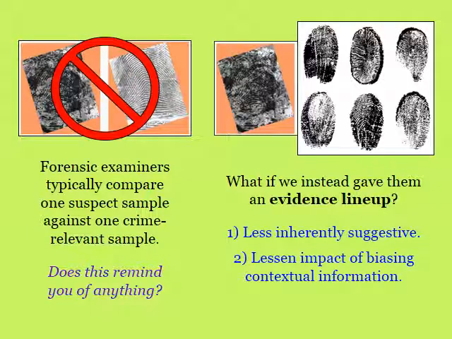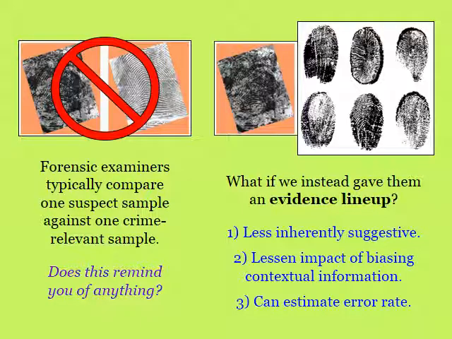Second, even if examiners are exposed to biasing information, this should actually offset the impact of that information. So for example, let's say the examiner knows that the suspect confessed. If they don't know which fingerprint belongs to the suspect, that information won't have the same impact on them.